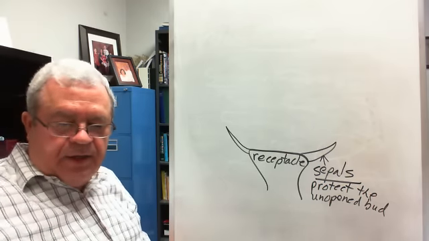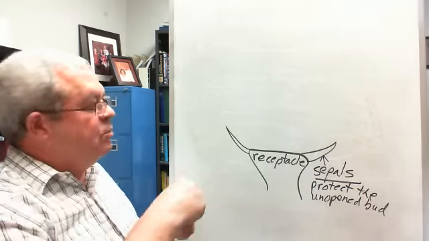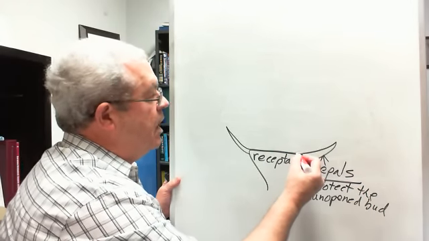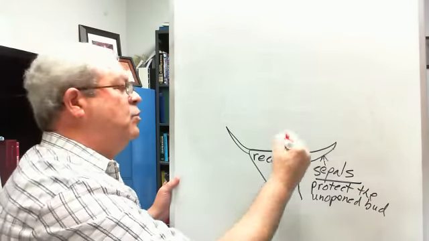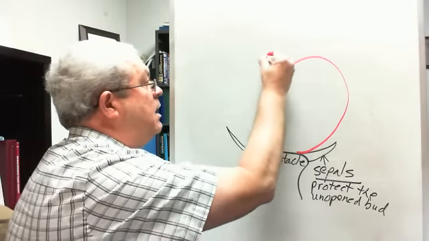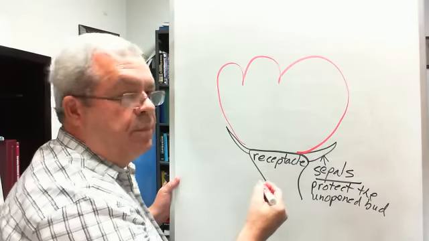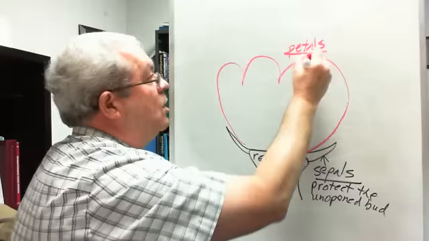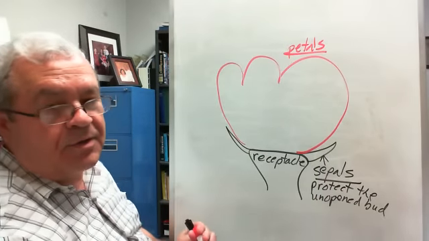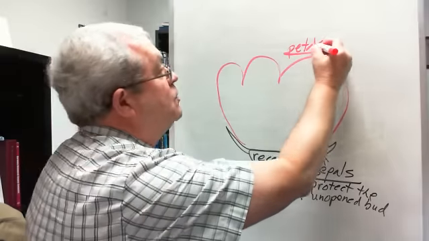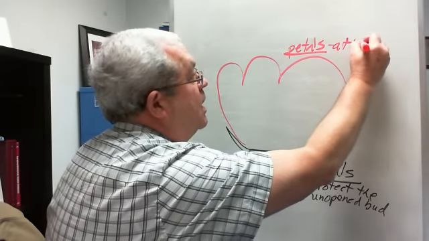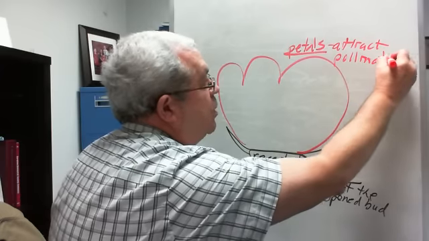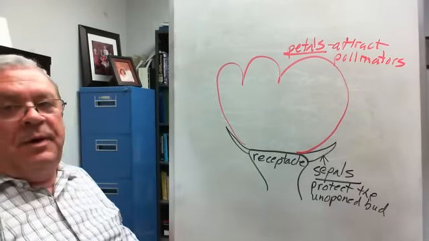Let's change colors and get the next circle of parts. How about red? Okay, that'll work. Probably should have used green for that first one, but our second circle of parts as we go toward the center would be a circle of petals. These represent petals. And what is the function of pretty petals? The function of pretty petals is to attract pollinators.